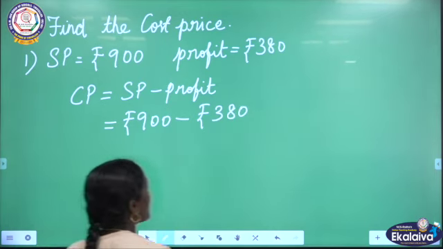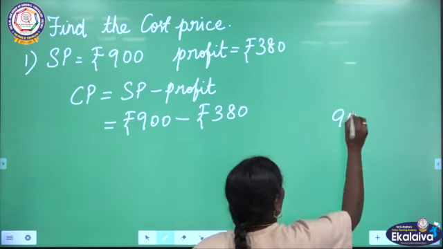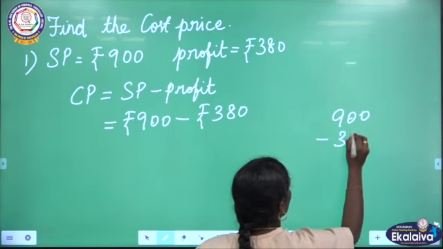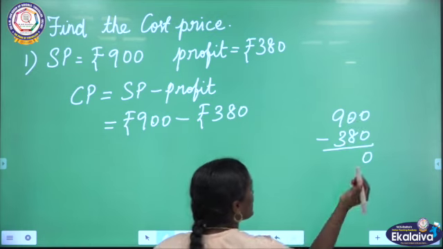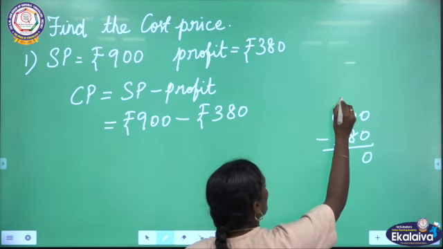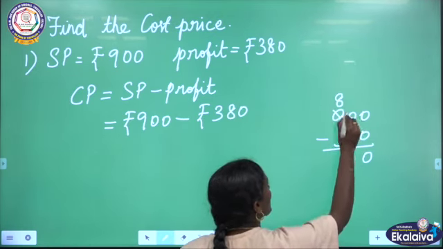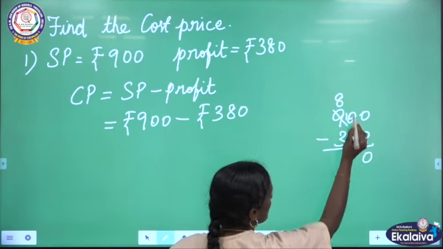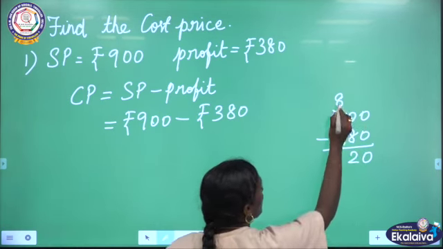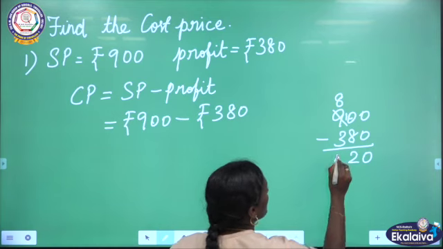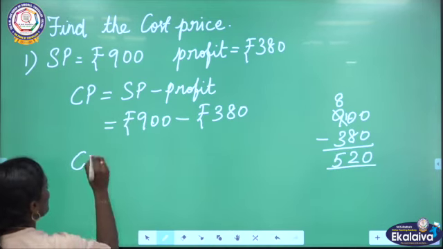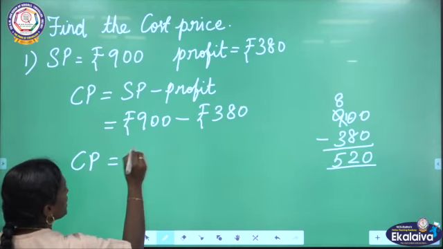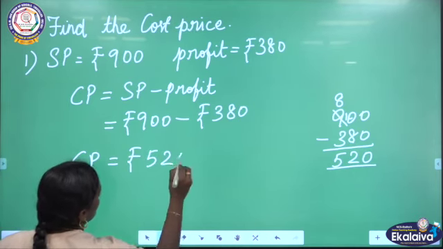Now we have to subtract these two. 900 minus 380. Here this is 0. 0 minus 8 we can't do the subtraction, so we have to borrow from 9. 9 will become 8. 0 will become 10. 10 minus 8, 2. 8 minus 3, 5. That is 520 rupees. So cost price is equal to rupees 520.